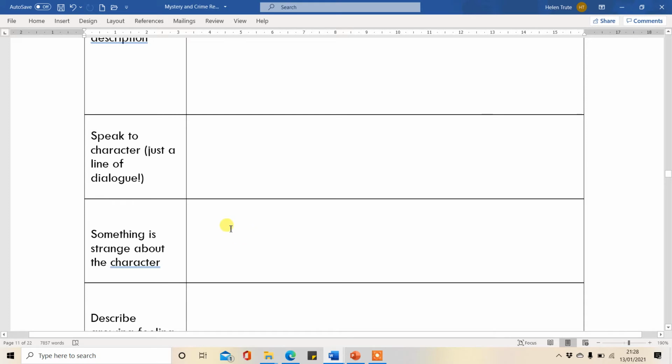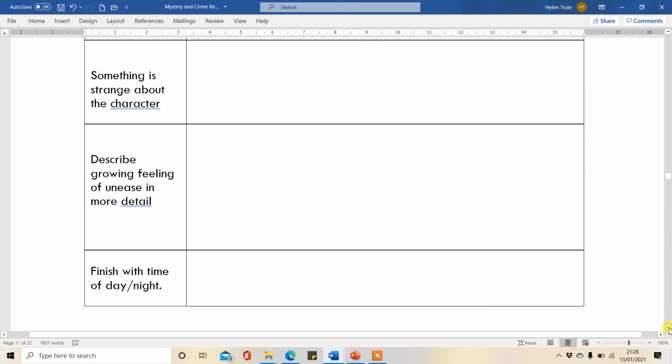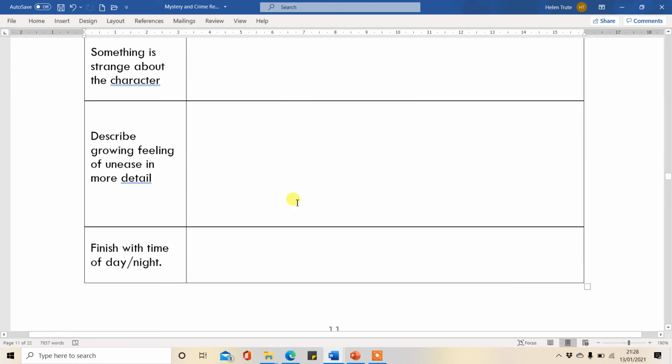Now, then they notice something is strange about the character. Something is weird. What are they going to notice? What's the strangeness? There should be something gradual, something not quite right. What is it? Then you're going to develop that growing feeling of unease with more detail. So you're going to feel more and more uneasy and awkward. And then you're going to finish it off with a reference to the time, or the time of day or night. So remember, what we're doing is we're copying that style. So take 10 minutes, 15 minutes tops, where you plan that out. Once you've done that, start the video again.